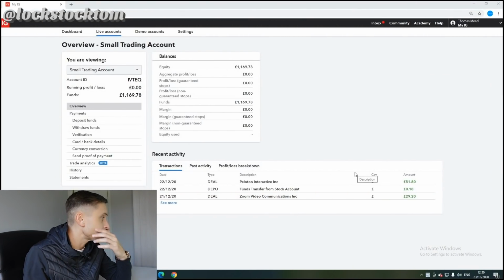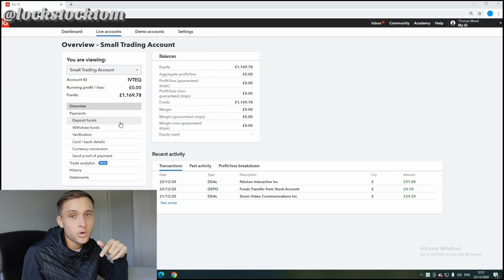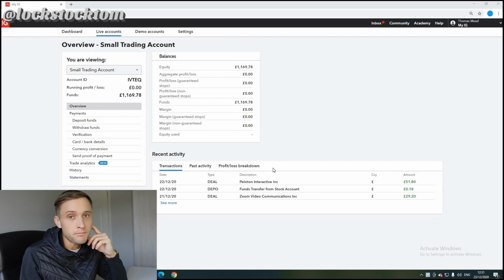Okay, so this is my live trading account. This is the small trading account that I've got here. As you can see, it's £1,169.78. I'm actually recording this the day after, or 2 days after I doubled the account. So I'd already done another trade on this, but we're going to show you the statements from the 7th of December, from when I started, to the 21st, which is when I finished it.